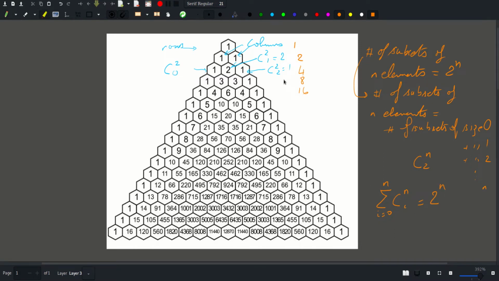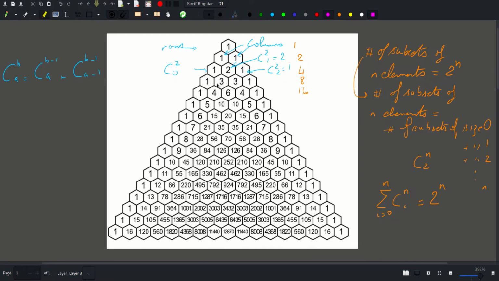Another interesting property of Pascal's triangle is that we can obtain any value by summing up the value on top of it and the value to its left. So for example, 3 is equal to 2 plus 1. 21 is equal to 6 plus 15. 35 is equal to 15 plus 20. And we can formulate this observation in the following manner. So C of b choose a is equal to C of b minus 1 choose a plus C of b minus 1 choose a minus 1.